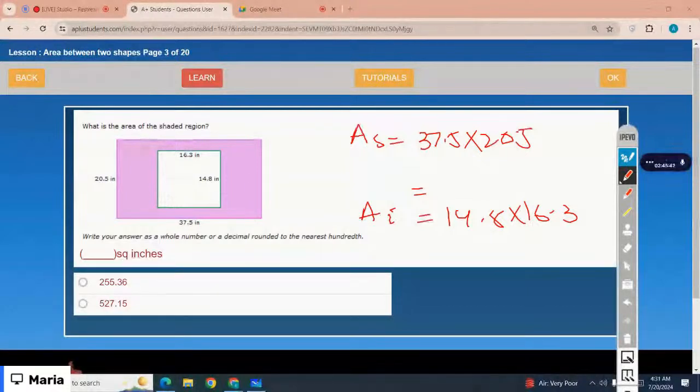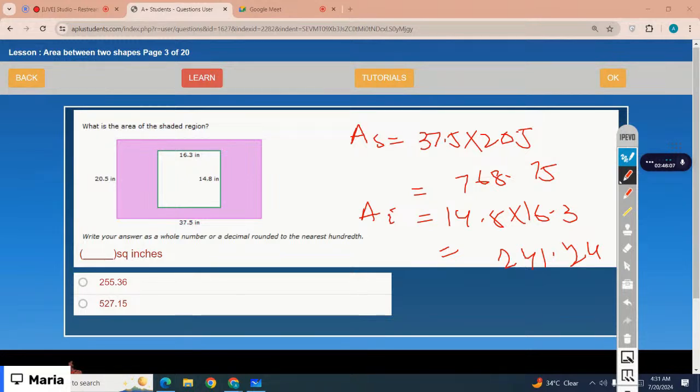You have to do 37.5 times 20.5, that is 768.75, and then 14.8 times 16.3, that is 241.24. Have to subtract, right?